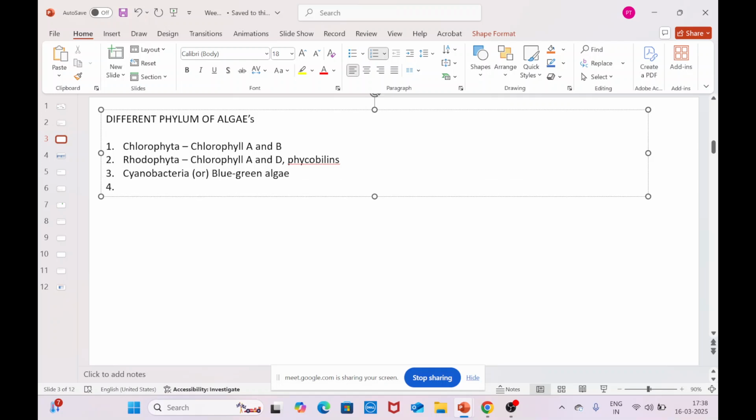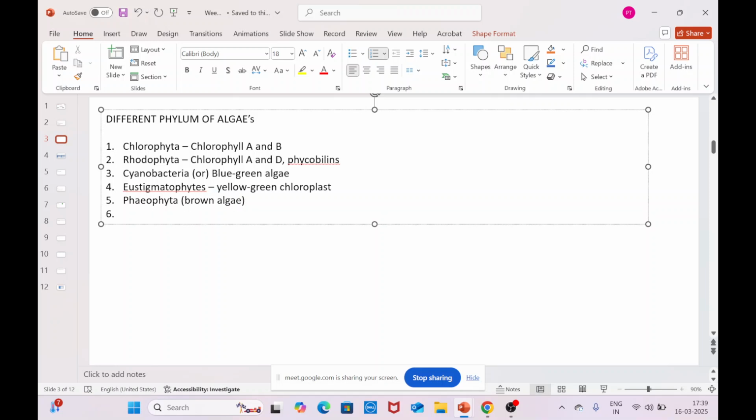After that you have eustigmatophytes, which have yellow green chloroplast, and after that you have phyophyta, also called brown algae, and after that you have diatomaceae. They have chlorophyll A and C.